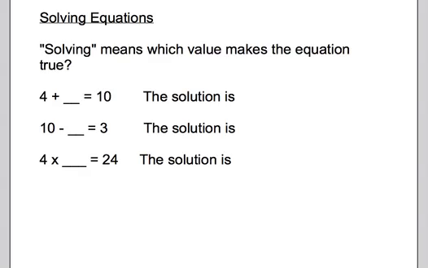Hello, this is Mr. Collier, and today we're learning about solving equations. When solving equations, that means we're finding out which value makes the equation true.